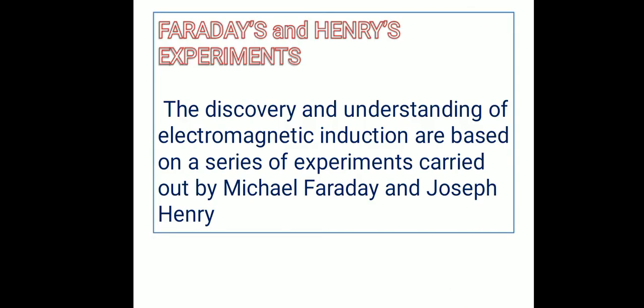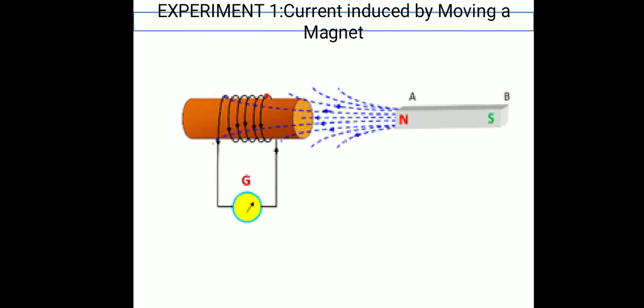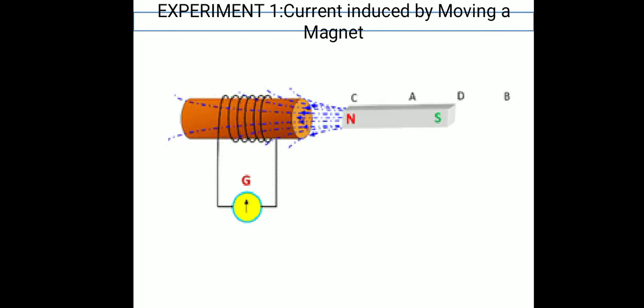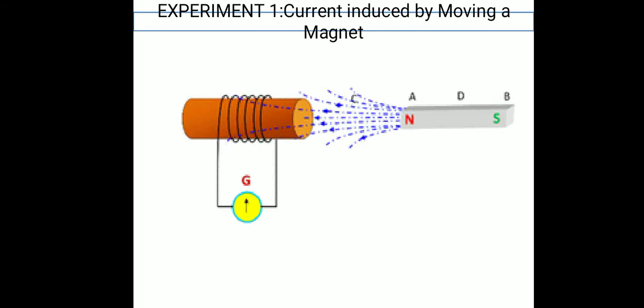For better understanding of electromagnetic induction, Michael Faraday and Joseph Henry conducted a series of experiments. Now let us study those experiments. So experiment one is what? The current induced by moving a magnet. Now let us study this experiment in detail.